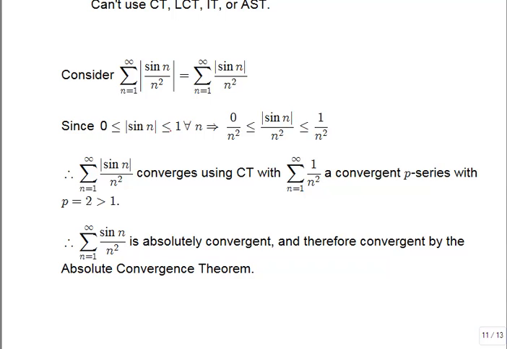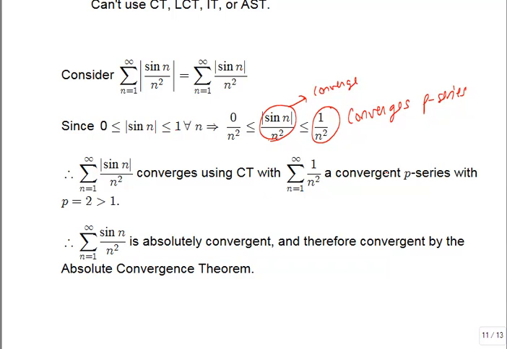So then if I take this inequality here and I divide every term by that positive term n squared, I'm dividing 0 by n squared, the absolute value of sine of n over n squared, and 1 over n squared. We know that this converges because it's a p-series and it's bigger than this one. So if the bigger series converges, that forces the smaller series to converge as well by our direct comparison test. So that's the proof that this converges by that comparison test with our p-series.